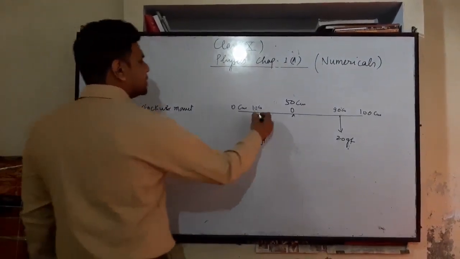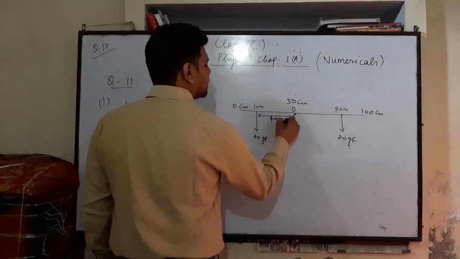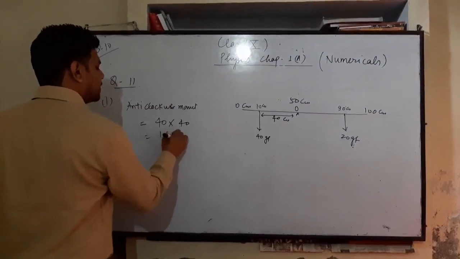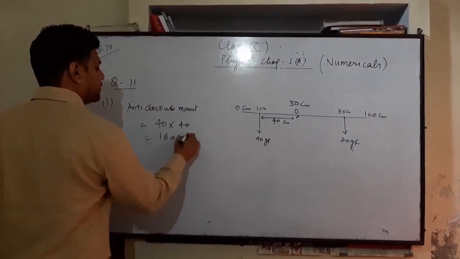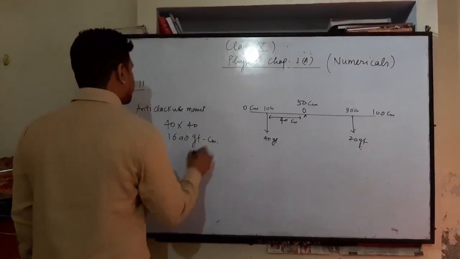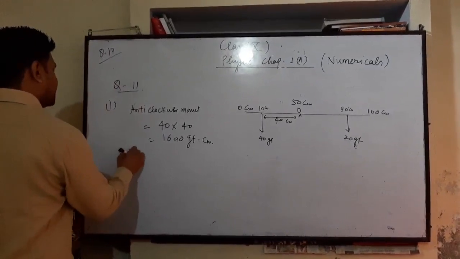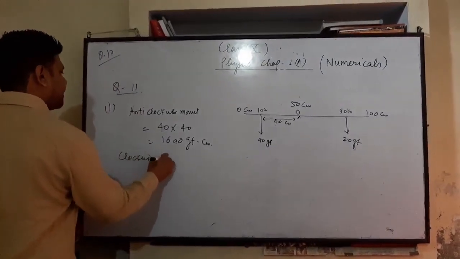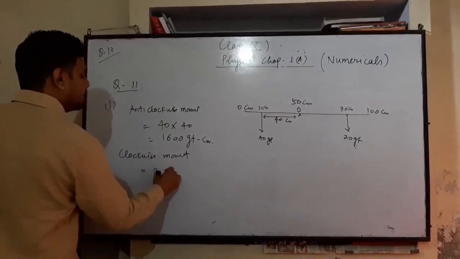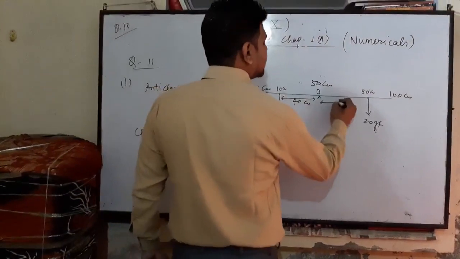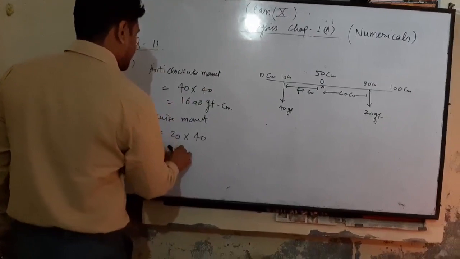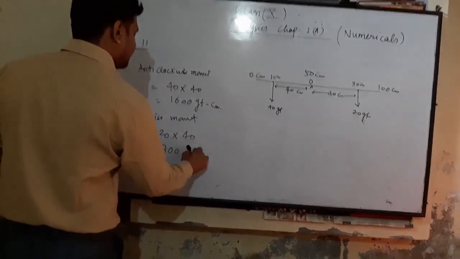40 into this distance, which is 40 centimeter from the 10 centimeter mark to the 50 centimeter mark, is 1600 gram force centimeter. What will be the unit? Gram force centimeter. And clockwise movement: 20 into this distance, which is 40 centimeter, is 800 gram force centimeter.